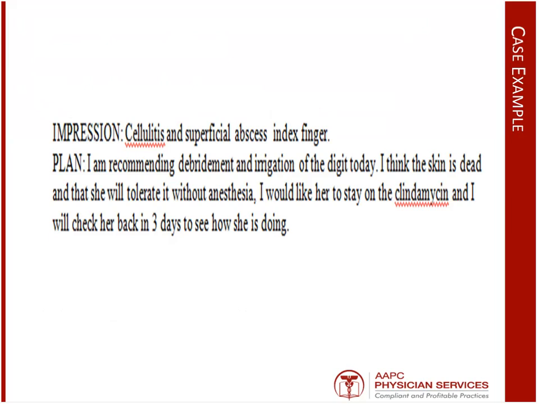Here we have cellulitis and superficial abscess of the index finger. So that looks like a pretty specific code or diagnosis, and under ICD-9 standards it would be fine, but under ICD-10 standards, notice that it doesn't give laterality. It doesn't tell us whether it's right or left. They're recommending debridement, they're giving them clindamycin, and they're going to check her back in 3 days.